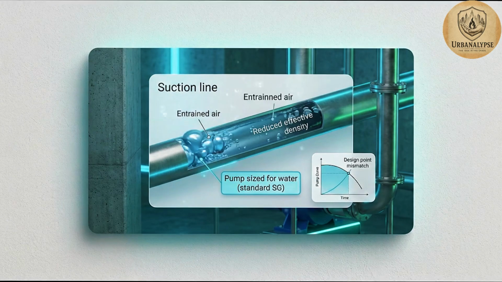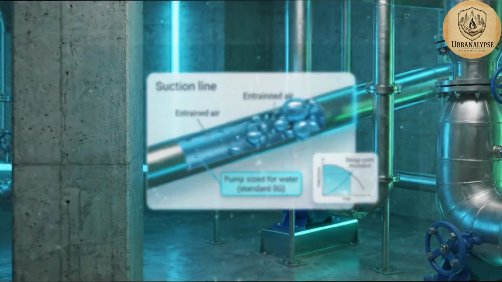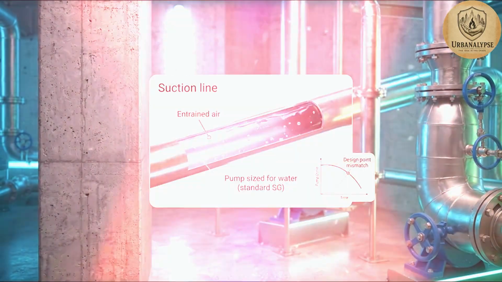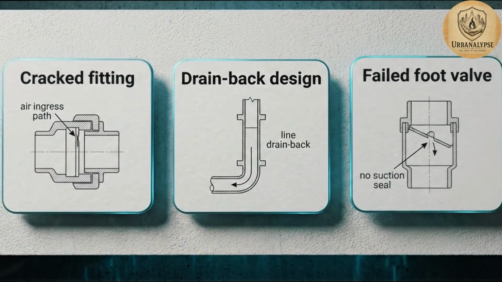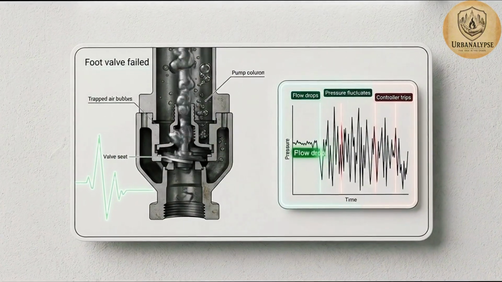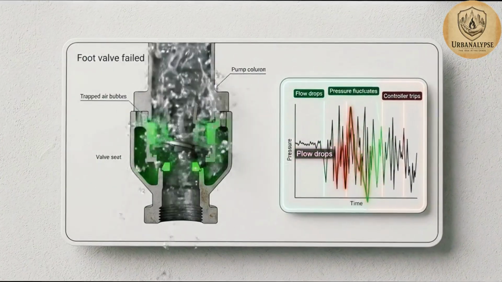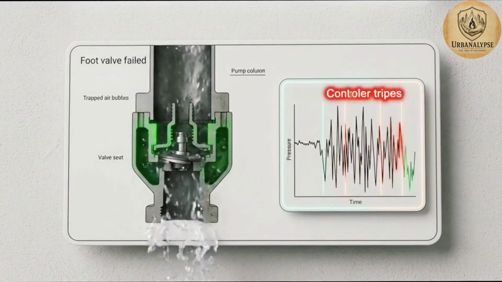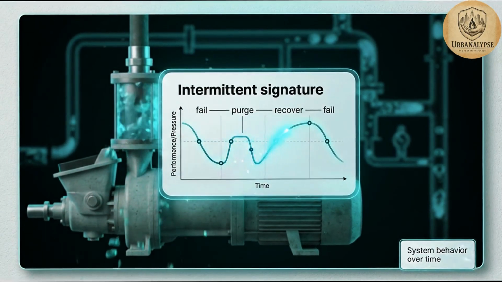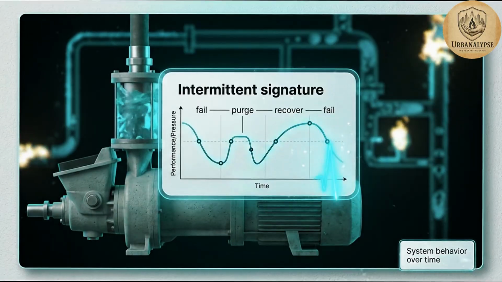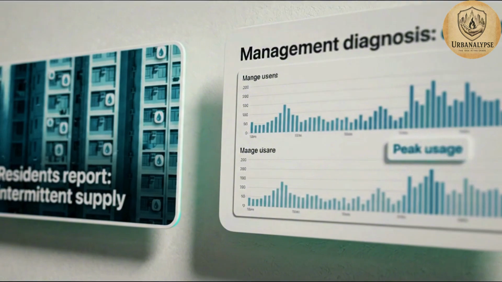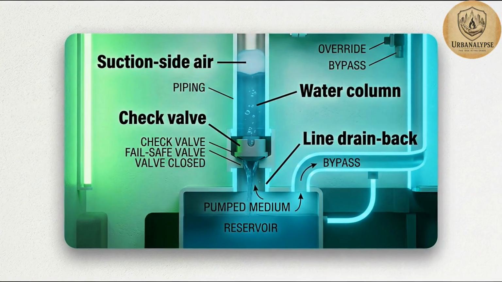Watch for air ingress. Entrained air changes effective fluid density. The pump was sized for water at standard specific gravity. When suction lines introduce air pockets, cracked fitting, drain-back design, failed foot valve, the pump encounters a compressible mixture. Flow drops, pressure fluctuates, controller trips. The signature is intermittent. System fails, recovers briefly as air purges, fails again. Residents report water that comes and goes. Management diagnoses demand. The actual origin is suction side air.